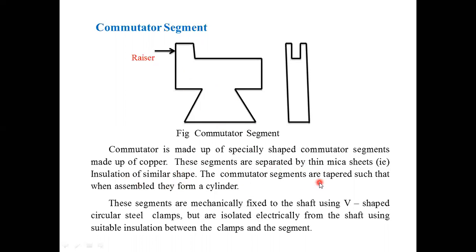Next, the commutator segments are tapered such that when assembled, they form a cylinder. These segments are mechanically fixed to the shaft using V-shaped circular steel clamps, but are isolated electrically from the shaft using suitable insulation between the clamps and the segments.